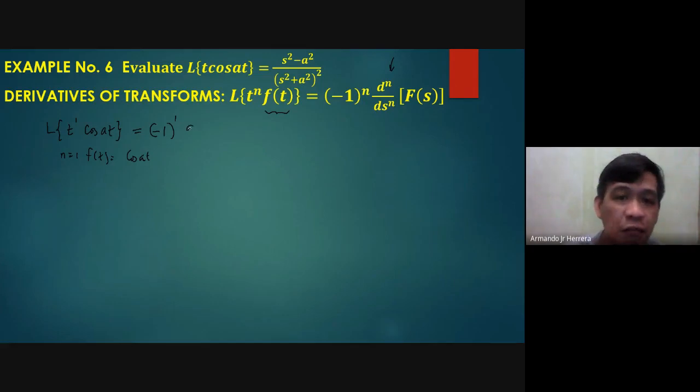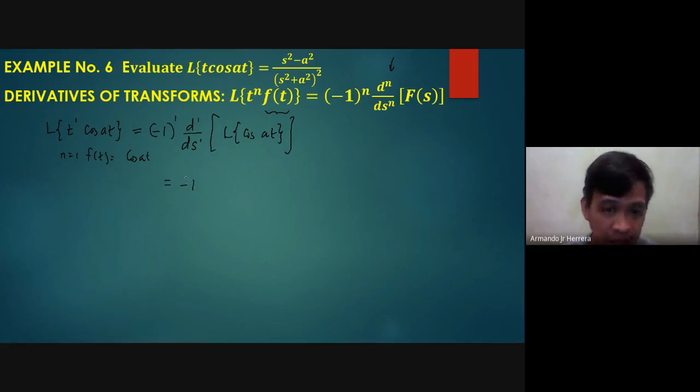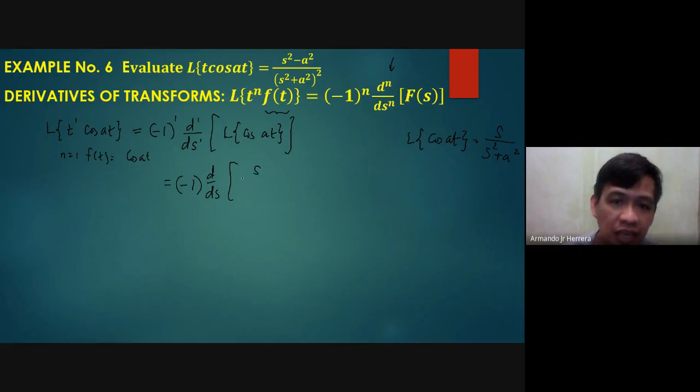So that is the first derivative with respect to s because our n is 1, multiplied by the Laplace transform of cosine of at, or the derivative with respect to s of the Laplace transform. It's not multiplied by. So that is negative 1 times the derivative with respect to s of the Laplace transform of cosine at. But there's a principle that the Laplace transform of cosine at is s over s squared plus a squared. So that gives us s here over s squared plus a squared.